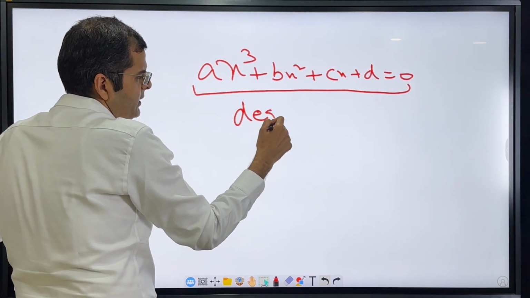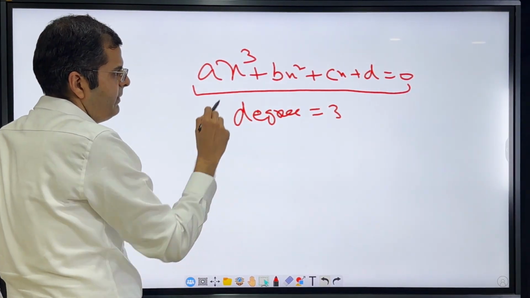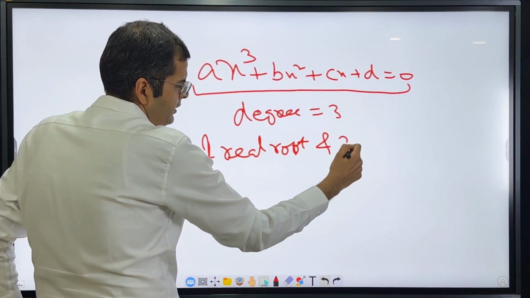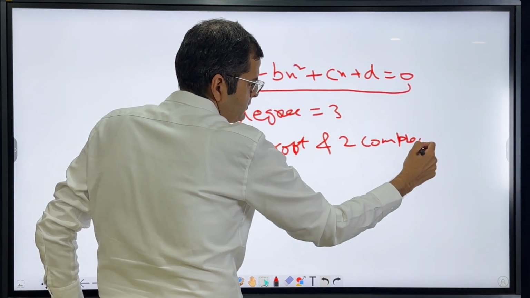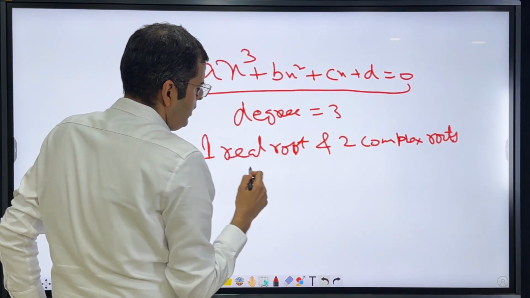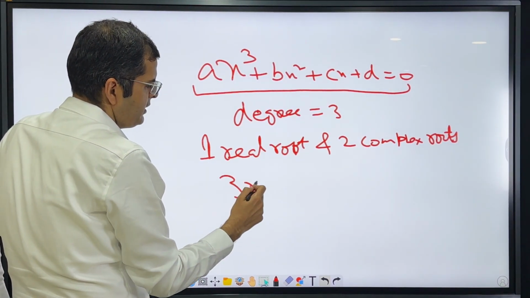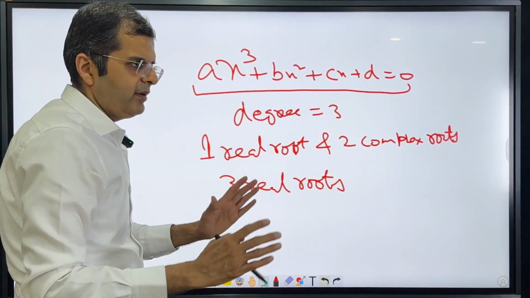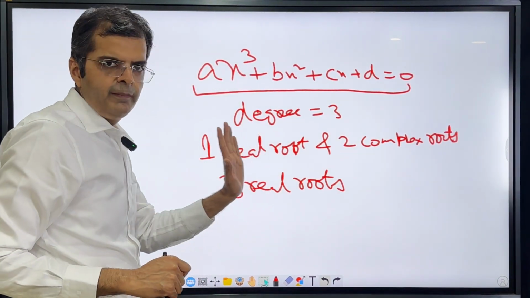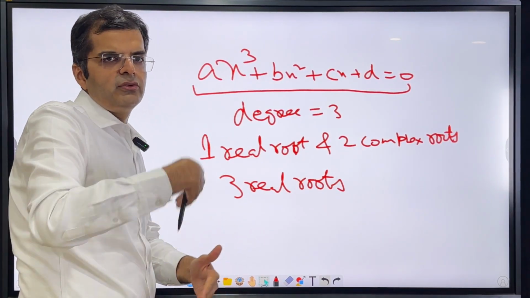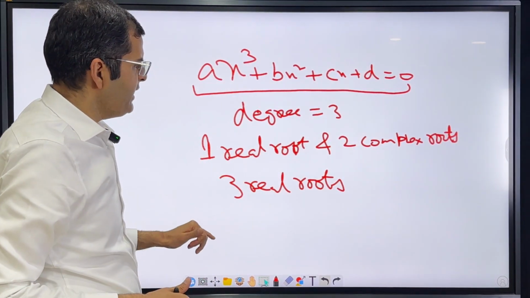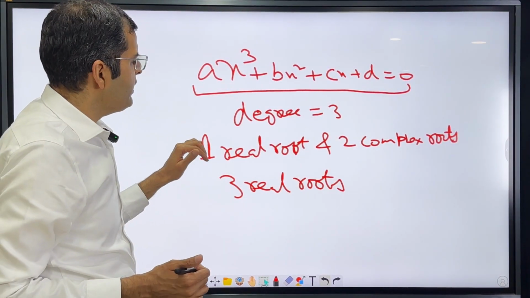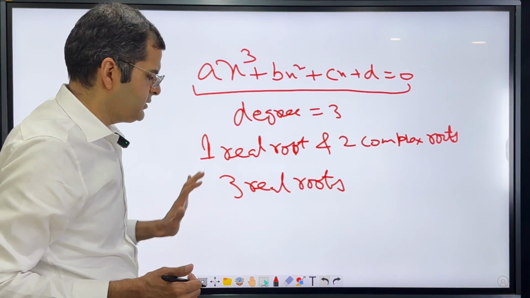In this, degree of the equation is 3, but I can have one real root and two complex or imaginary roots. Or I can have 3 real roots. Always remember that complex roots occur in pairs. You cannot have 2 real roots and 1 complex. So you will have either 2 complex roots, 4 complex roots and so on. In this case, you need to have 3 roots in all. Either all 3 can be real, or you can have a situation of 1 real root and 2 complex roots.